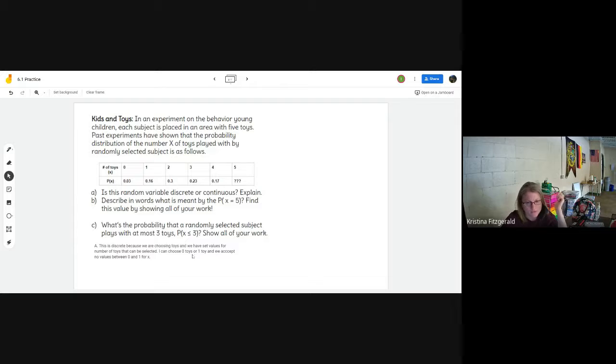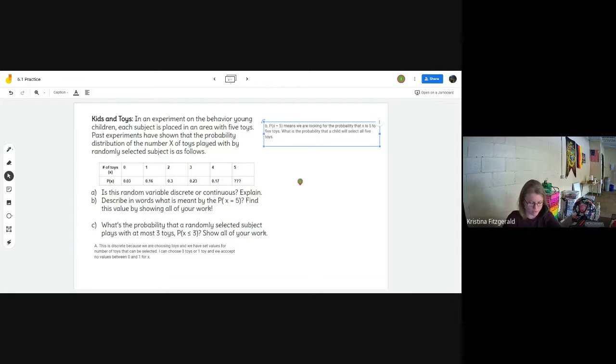It's not an option. So for part B, describe in words what is meant by this statement. P means probability. So P of X equals 5 means we are looking for the probability that X is equal to 5 toys. Or you can word it this way: what is the probability that a child will select all 5 toys? And then we have to find it.